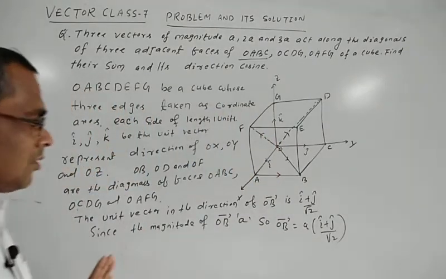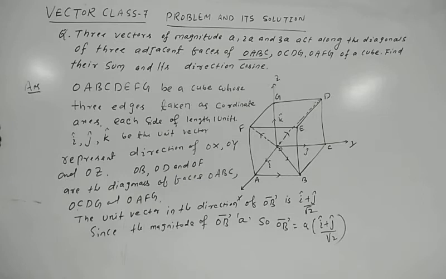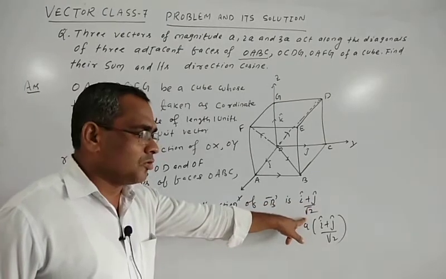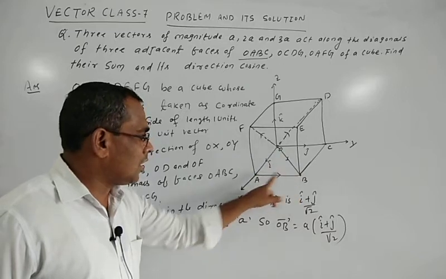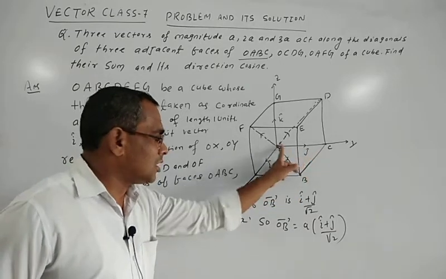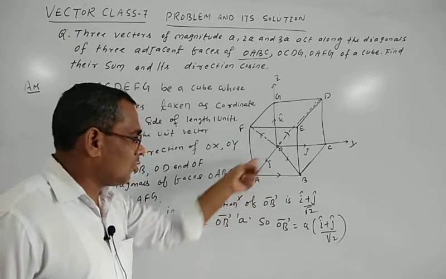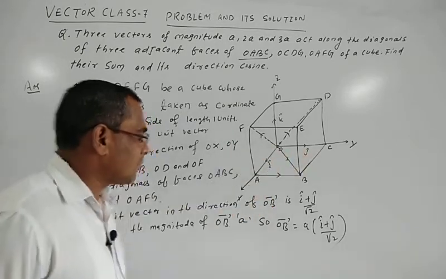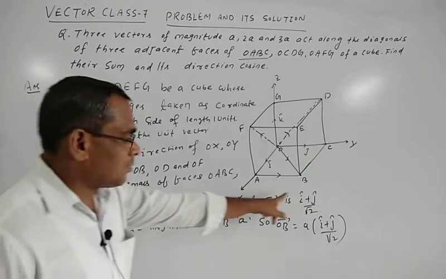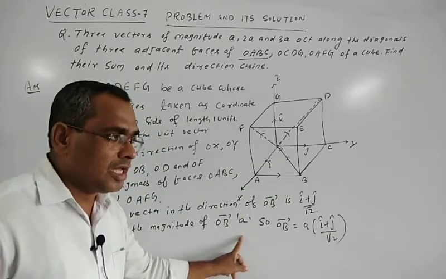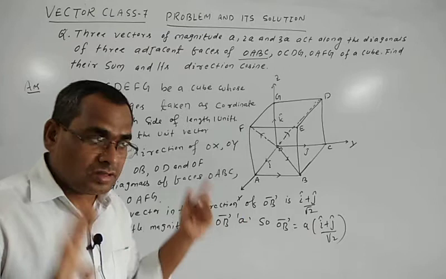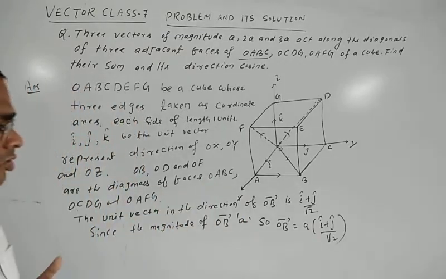Is it clear? First we have to calculate the unit vector in the direction of OB vector, which is (i cap plus j cap) by root 2, because the diagonal OB is in the lower face OABC, and this one is j cap and this one is i cap. This is the direction of OA, OX and OY. So the unit vector must be (i cap plus j cap) by root 2. Since its magnitude is a, if we multiply magnitude with direction, we will get a vector. So OB vector is equal to a into (i cap plus j cap) by root 2.